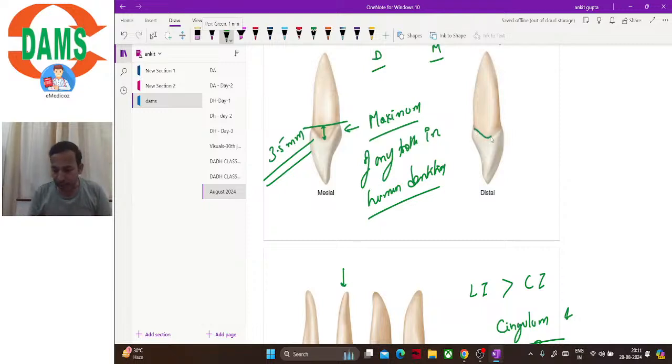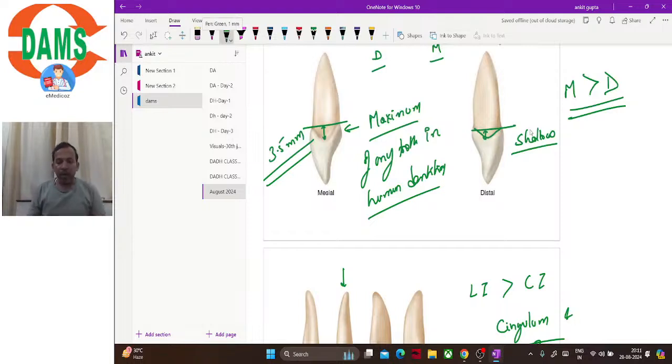And compare it to the distal side, you would notice that here it is shallow. So the general rule is that the cervical curvature is always more prominent on the mesial side as compared to the distal side of any tooth, right? So for any tooth, mesial is always more pronounced as compared to its distal side. The mesial curvature is always more pronounced as compared to the distal curvature, right?